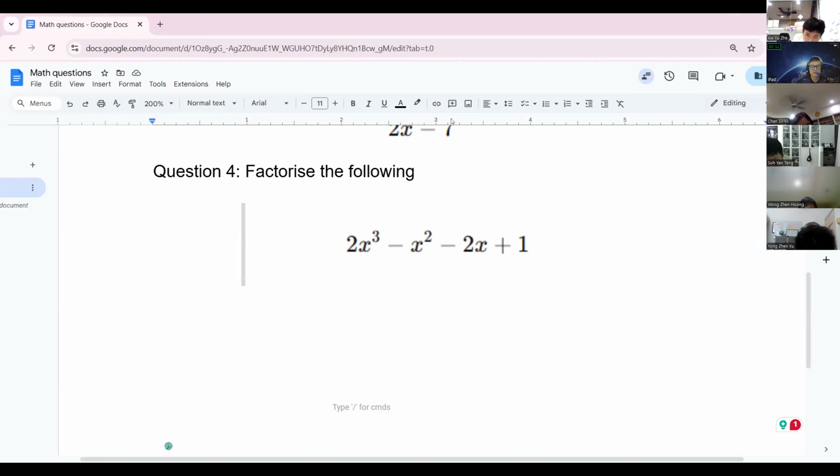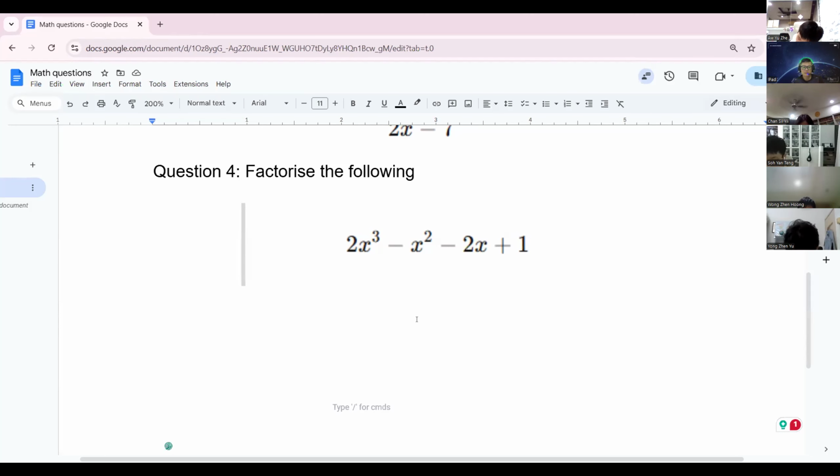Okay, you still have around 50 seconds to try on these questions. So remember, find the 3 x values for these questions. Okay, so time's up.